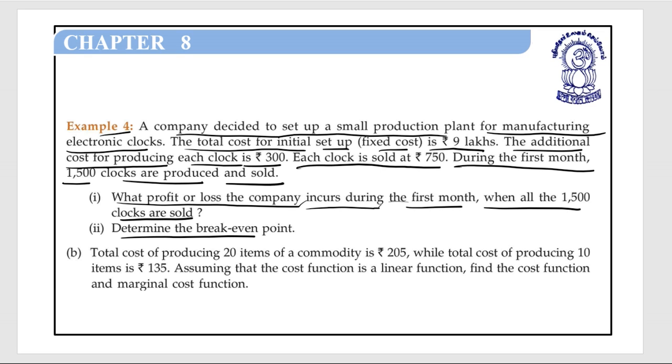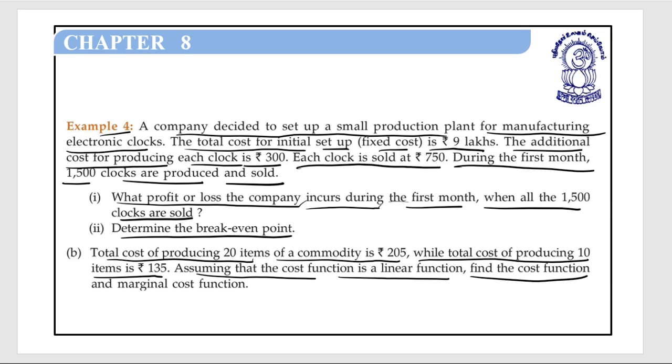Second, determine the break-even point. Total cost of producing 20 items of a commodity is rupees 205, while total cost of producing 10 items is rupees 135. Assuming that the cost function is a linear function, find the cost function and marginal cost function. Now the solution.